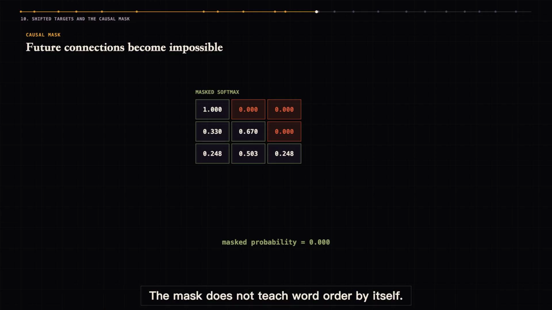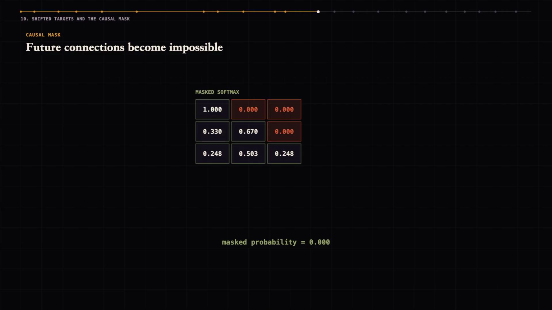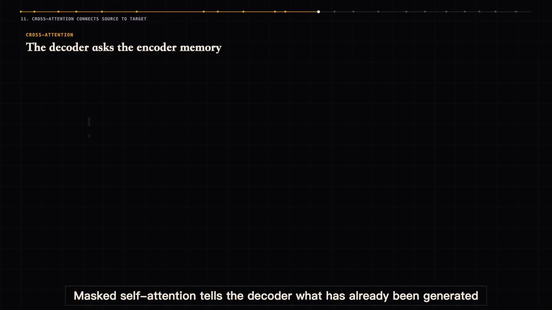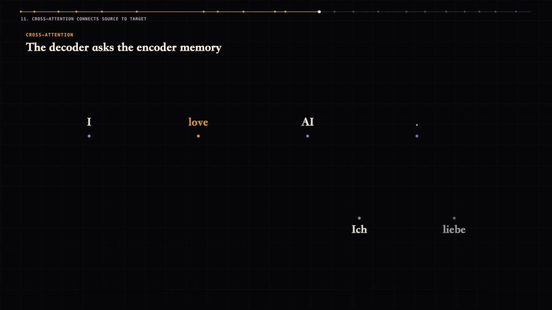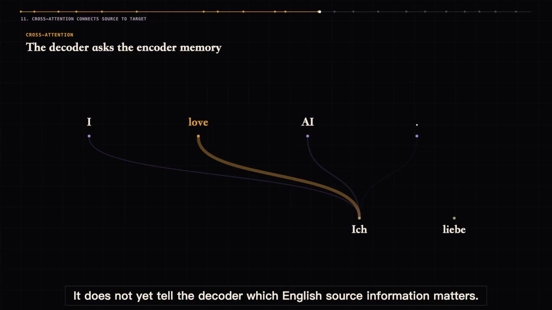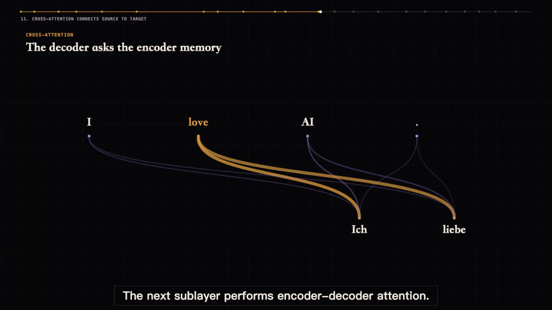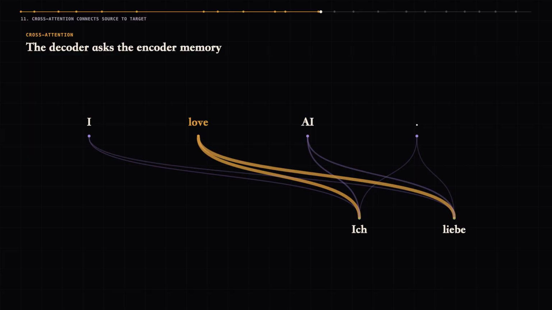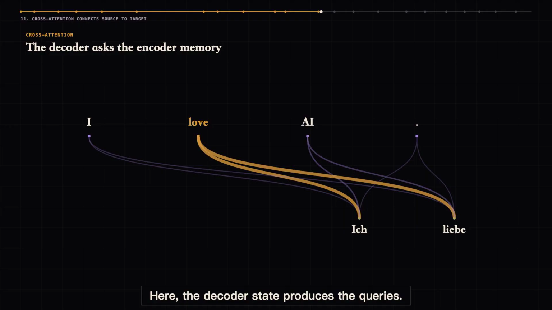The mask does not teach word order by itself. Positional encoding supplies position information. The mask controls which target positions are visible. Masked self-attention tells the decoder what has already been generated on the target side. It does not yet tell the decoder which English source information matters. The next sublayer performs encoder-decoder attention. Here, the decoder state produces the queries. The final encoder output produces the keys and values.